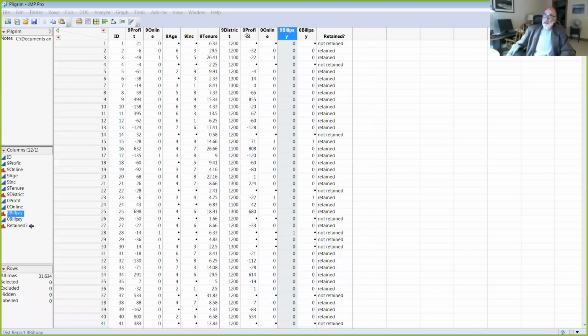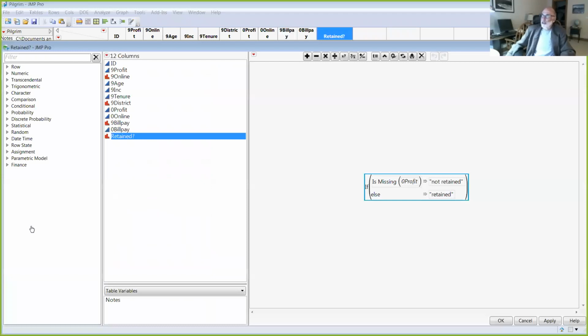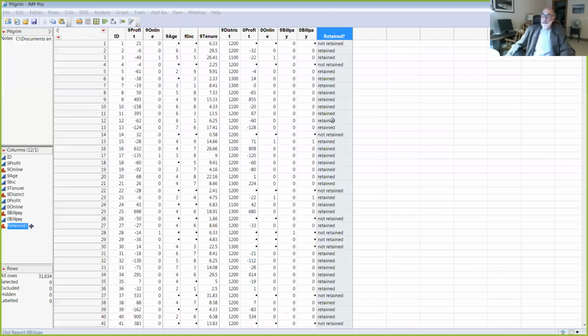Then we have some data for year 2000: profits for each customer, whether or not they were banking online, whether or not they used electronic bill pay. You'll notice, though, if you look at the profit in year 2000, there's a lot of missing data, and the reason is that these customers were not retained. So I built a formula here for retained. If the profit is missing in the year 2000, that customer was not retained; otherwise they were retained.